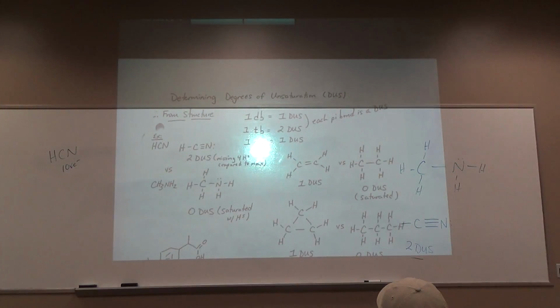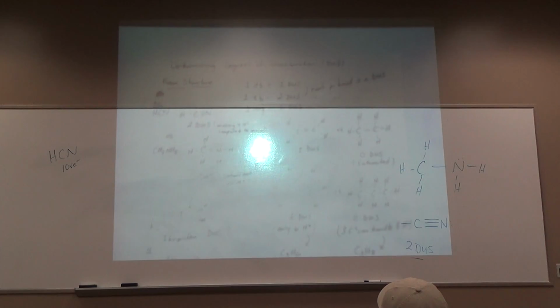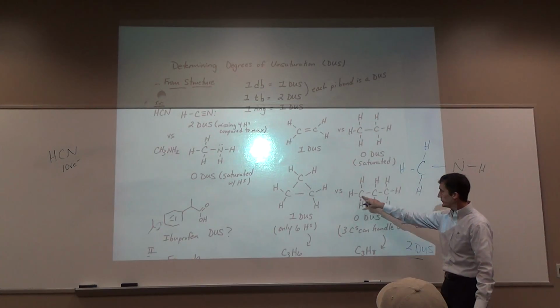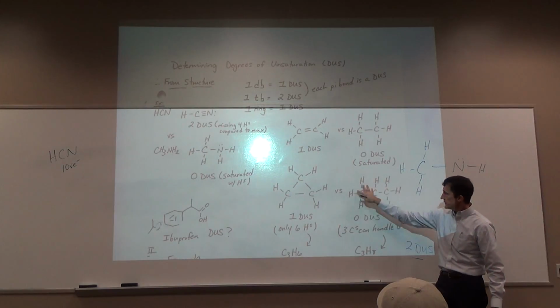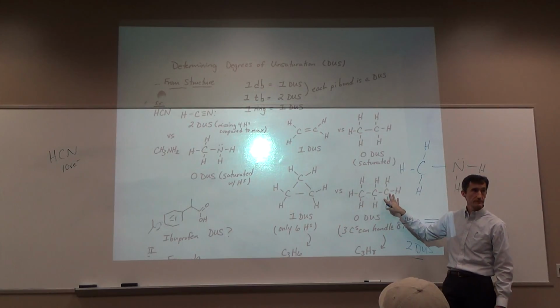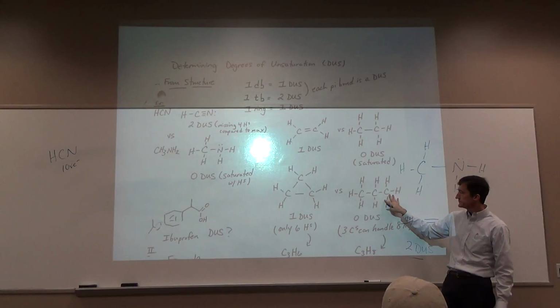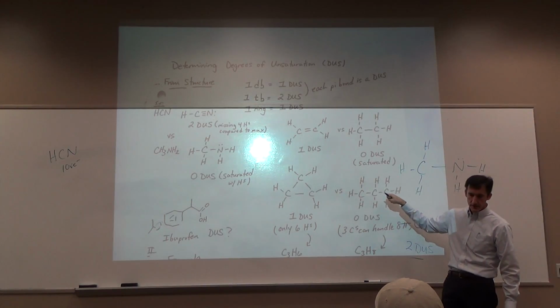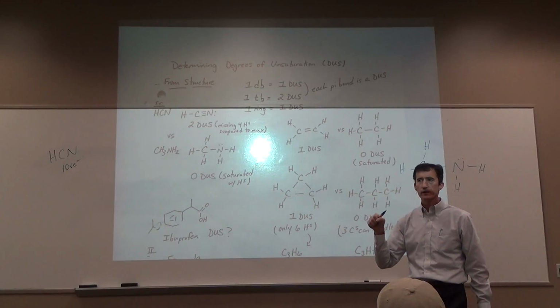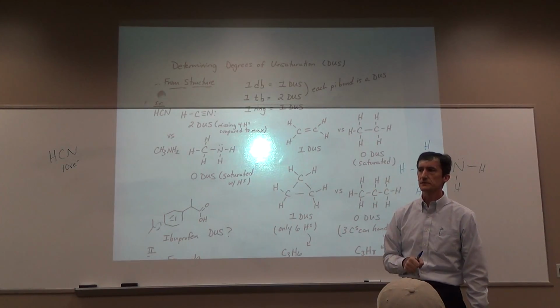Once we get through here, we'll do some examples. A ring. Like I said, a ring is one DUS. If you have 3 carbons, you can show something like this, totally saturated. No pi bonds. By the way, don't look at the structure. You've got 3 carbons, what's the maximum number of H's?